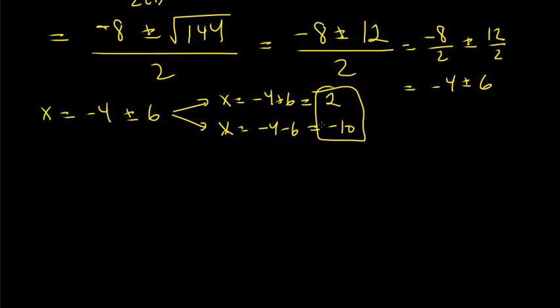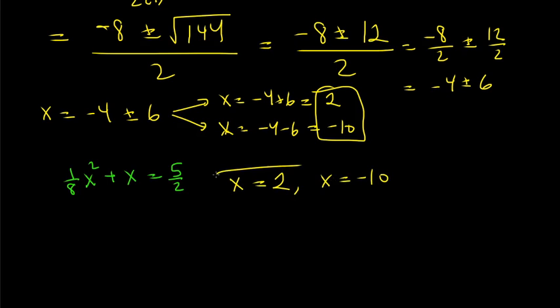Oh, I messed up the equation. Let me write it down again. Sorry, not the solution, the equation. The equation was 1 over 8 x squared plus x equals 5 over 2. So even though the equation looked horrible with all these fractions, the solutions are nice and simple. x equals 2 and x equals negative 10. As you can check, right? Plug those in and you'll see that they work.